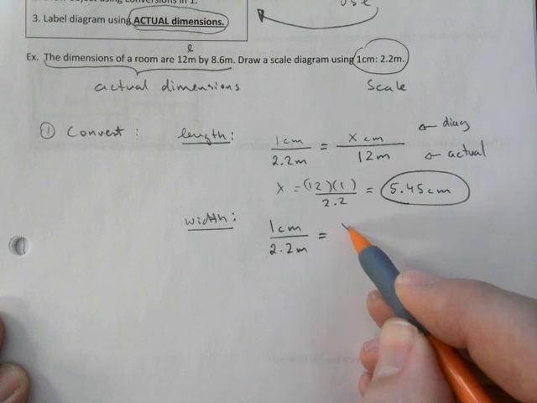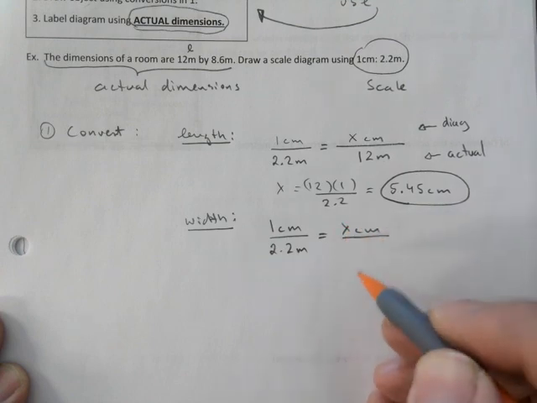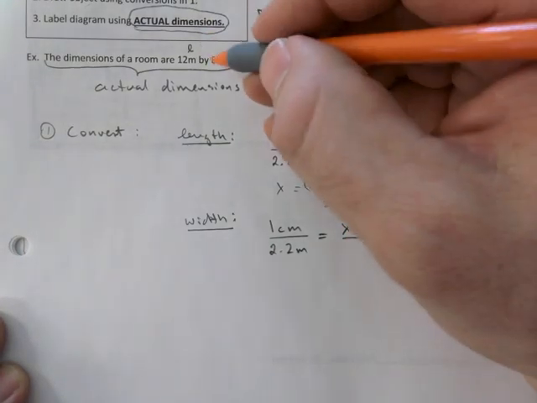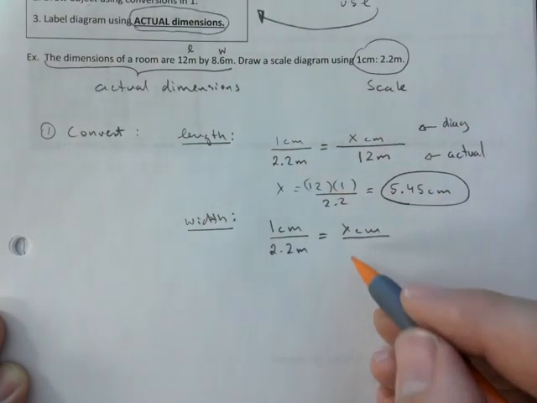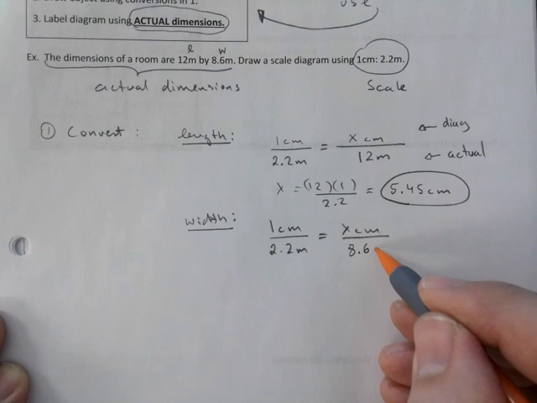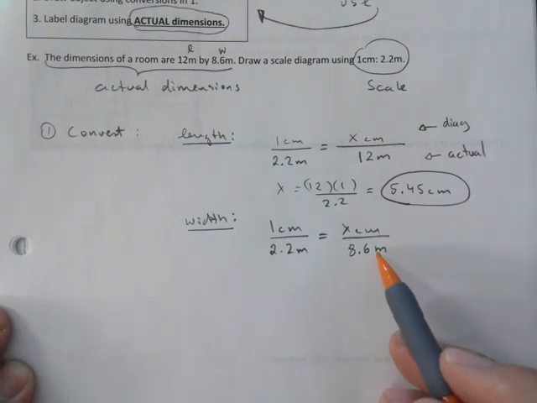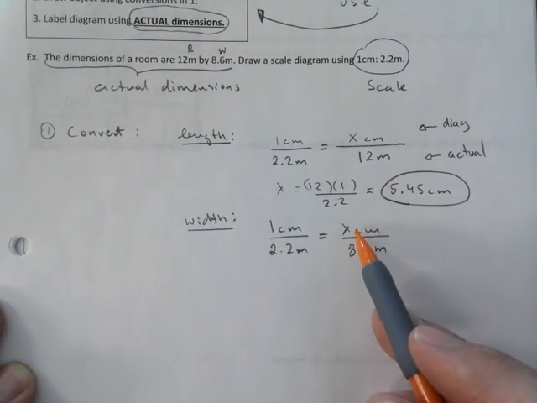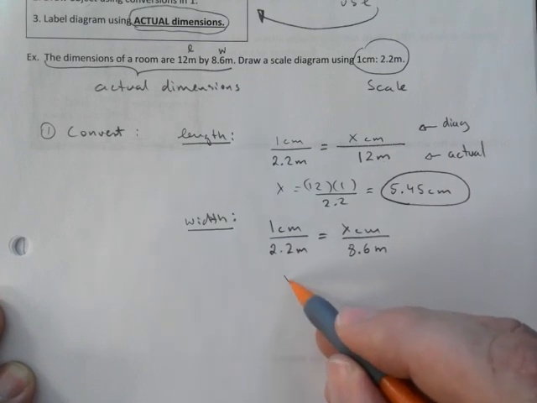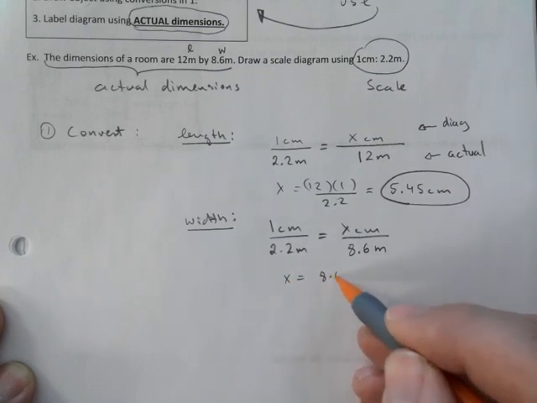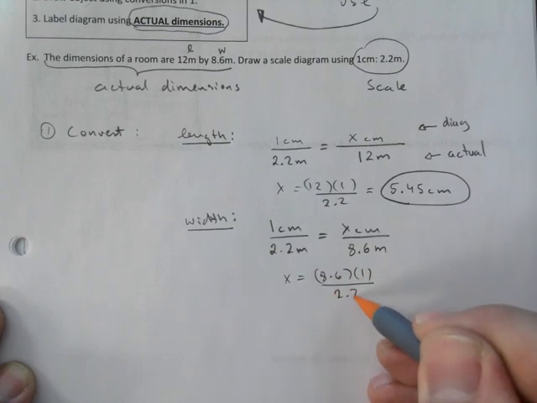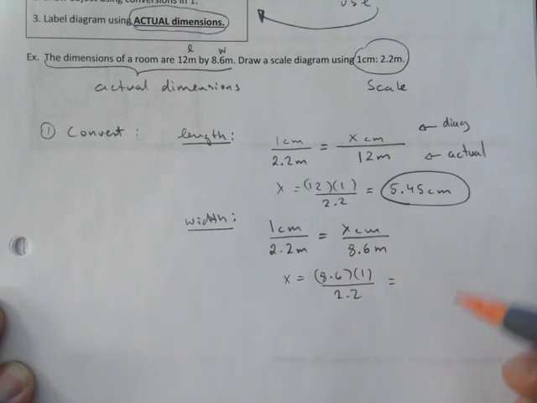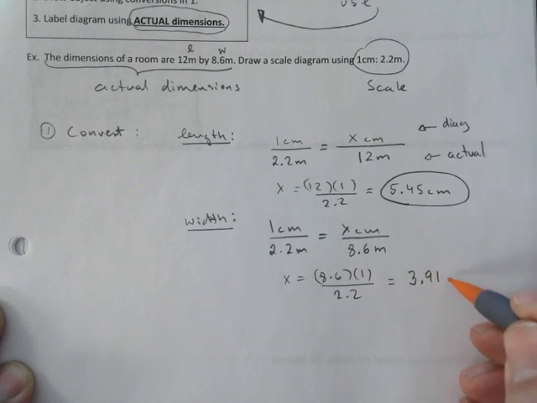It's going to be X number of centimeters. For a width, watch here on the top, I go width, right? That's normally associated with my width, the second number. 8.6 meters will have X number of centimeters. So here it would be 8.6 times 1 divided by 2.2. And there you get 3.91 centimeters.